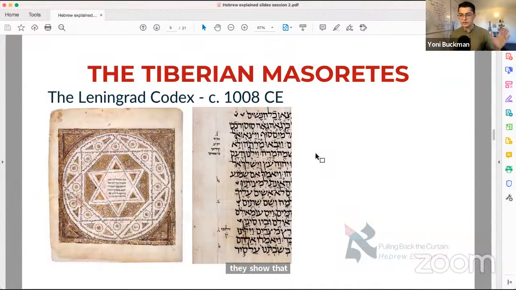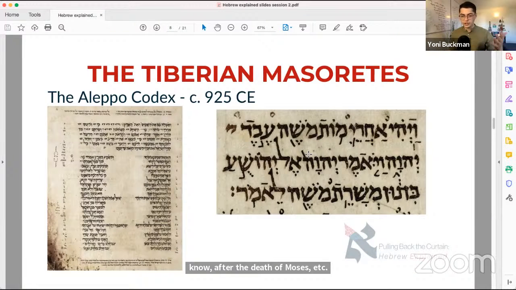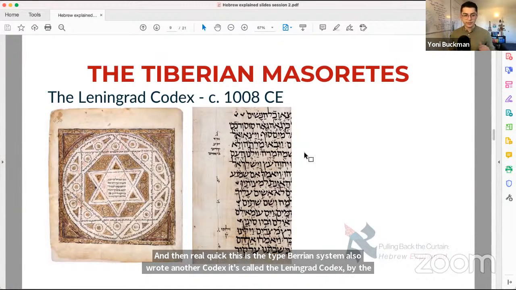By the way, just in case I didn't make this clear, both of these codices were written in Tiberias, right? When it's called the Aleppo Codex, it's because the Syrian Jewish community in Aleppo held on to this. The Leningrad Codex is called that because that's the museum that it's in. But they were all written in Israel around the Sea of Galilee and Tiberias.